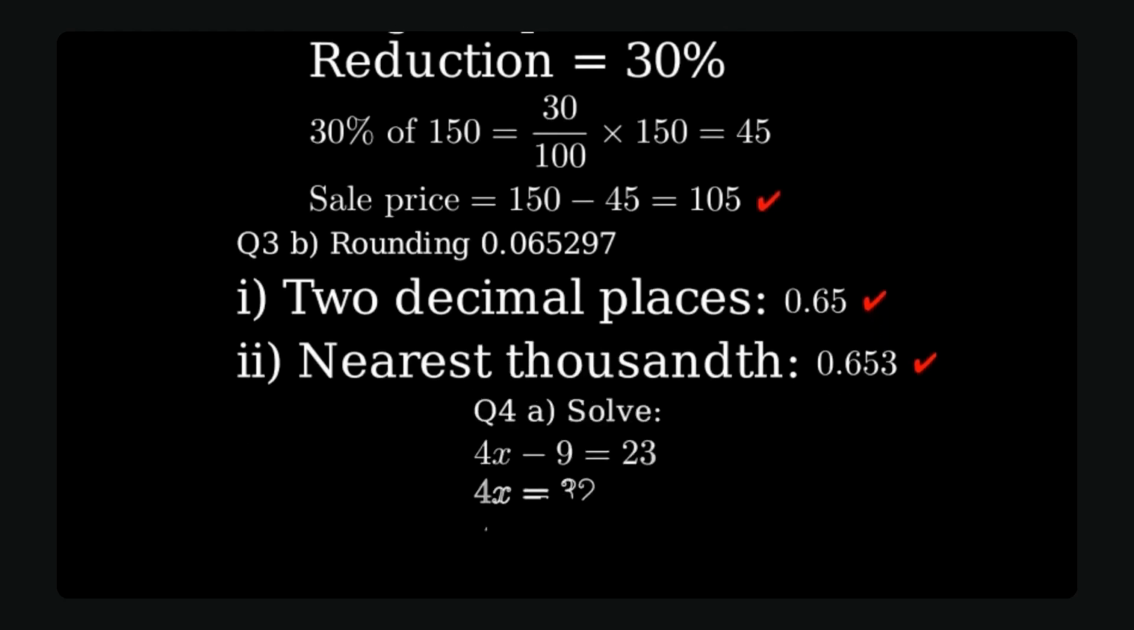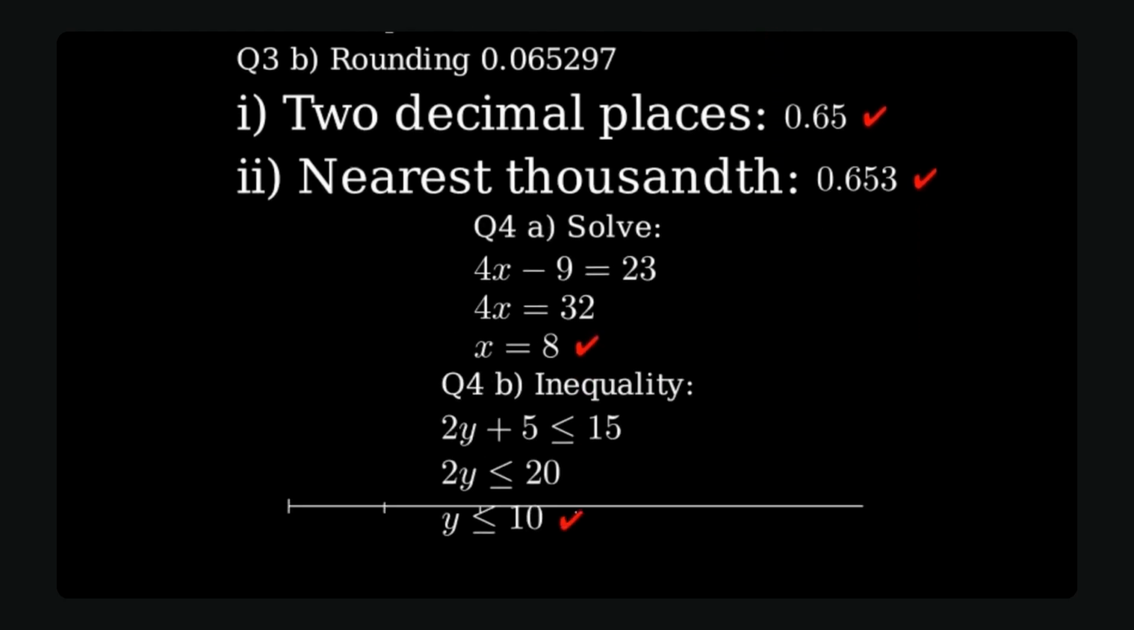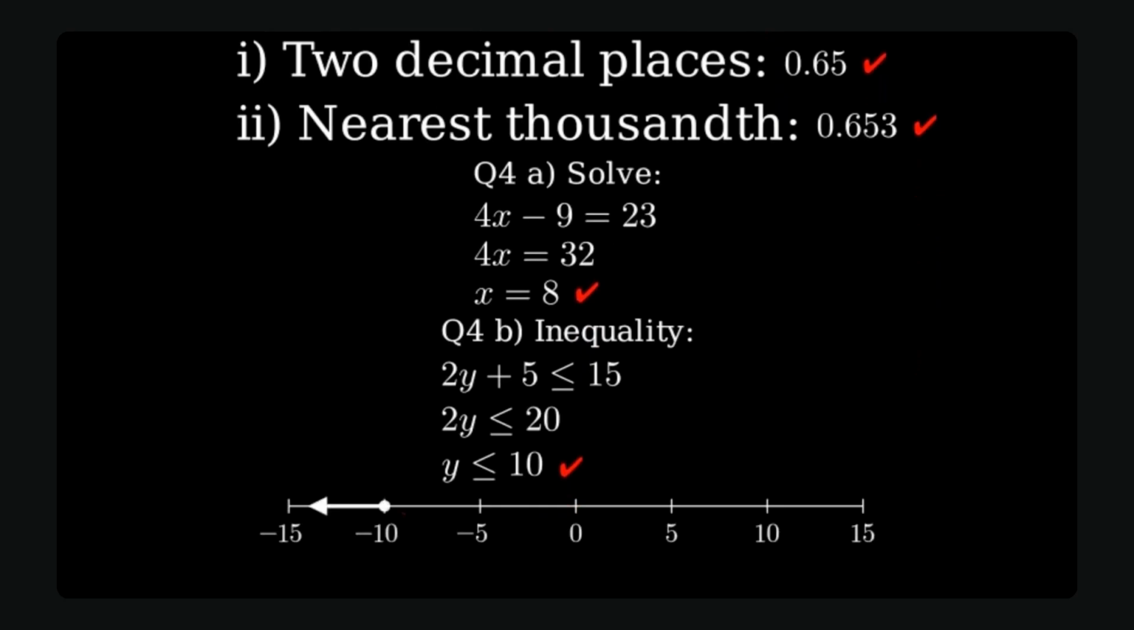Question 4A. Solve 4x minus 9 equals 23. X equals 8. Question 4B. Solve the inequality 2y plus 5 is less than or equal to 15 and show it on a number line, according to the marking scheme. 2y less than or equal to 20, hence y less than or equal to 10. The number line shows all points left of negative 10.